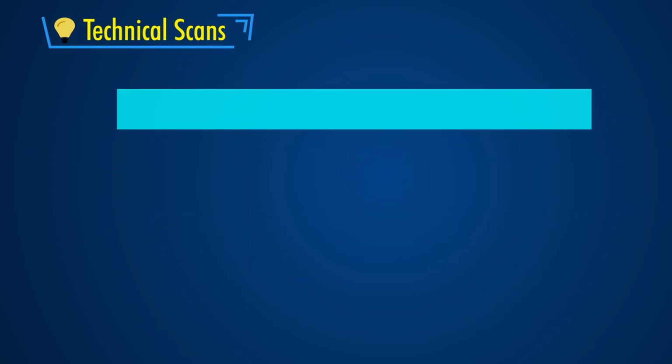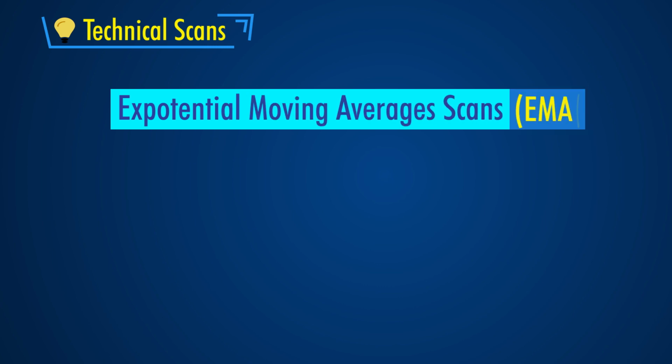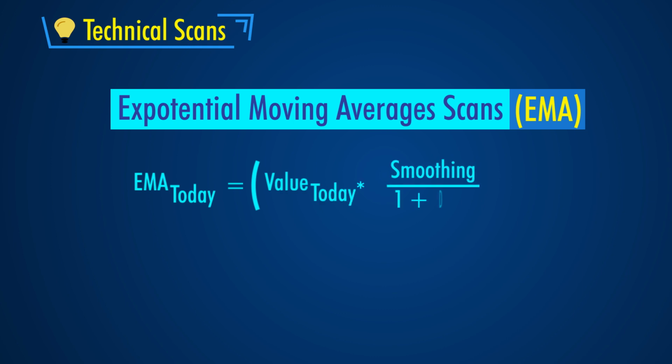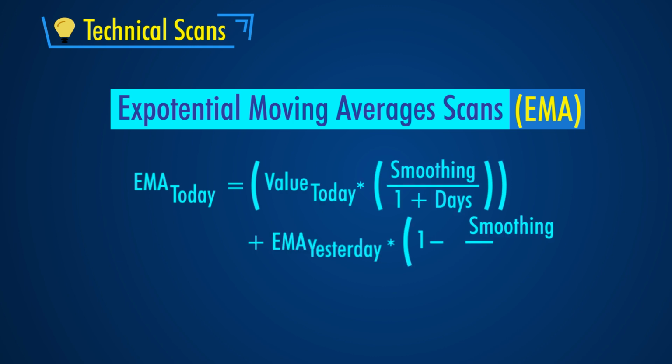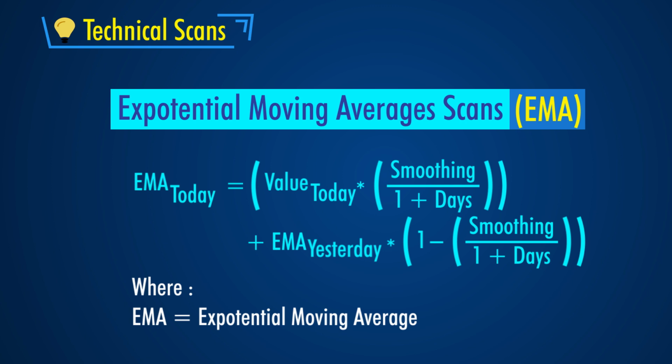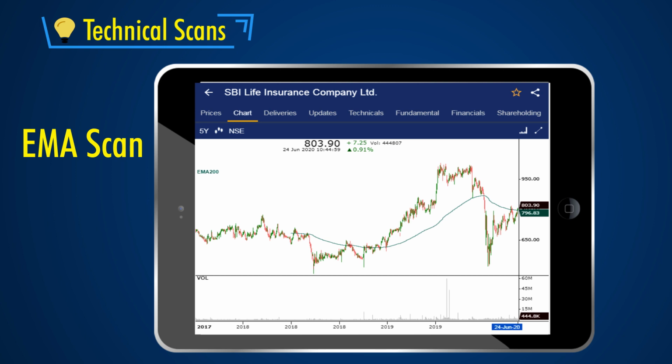Next is Exponential Moving Averages, that is EMA scans. This indicator is similar to SMA, except that it gives weightage to the latest data, and thus it reacts faster to recent price changes than SMA. There are many EMA scans available in StockEdge that help us in filtering the stocks based on ongoing trend. One of the scans is Closing Near 200 EMA, that shows the strength of the ongoing trend of the stock in the short term, that is shown on the screen.